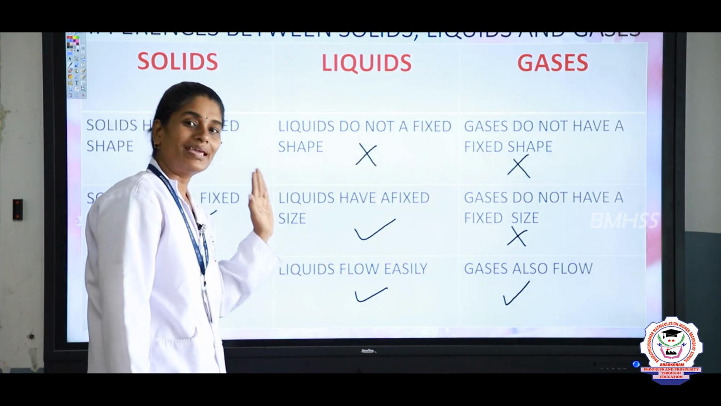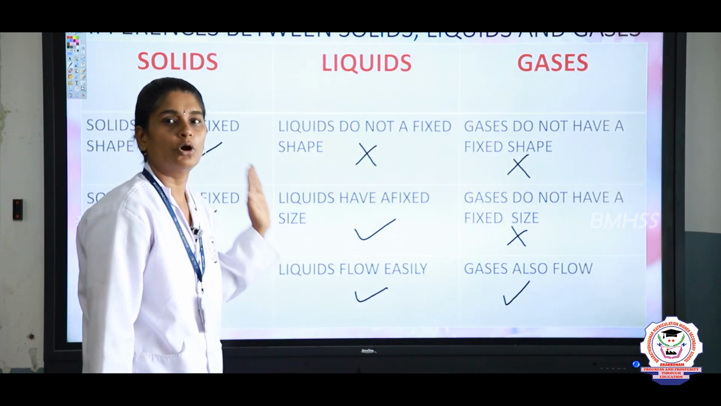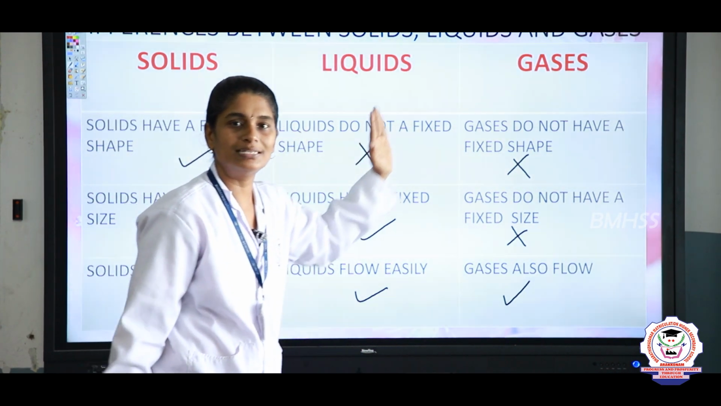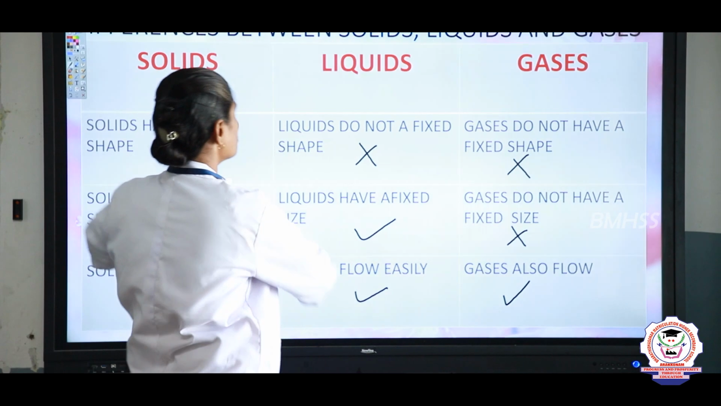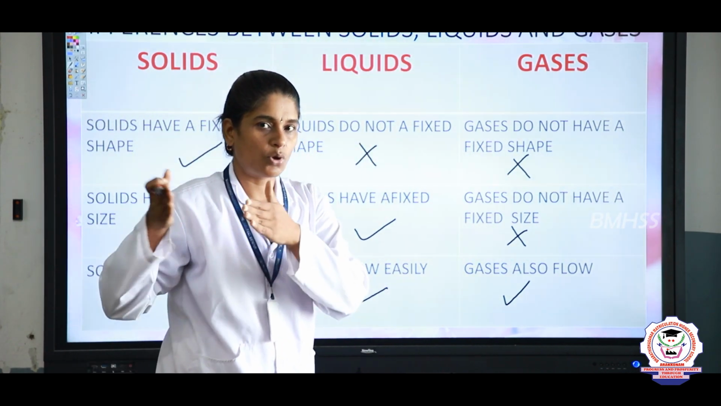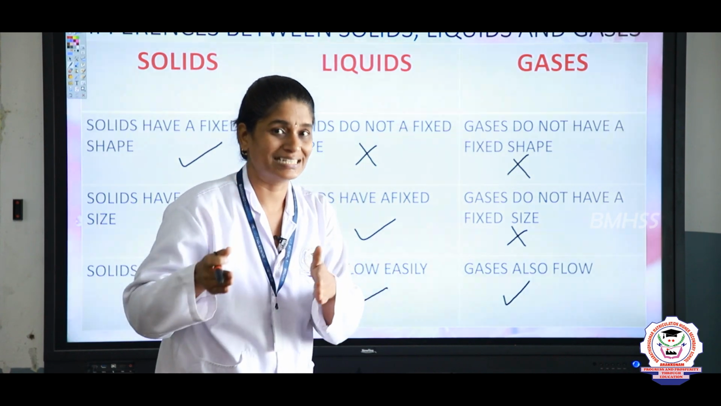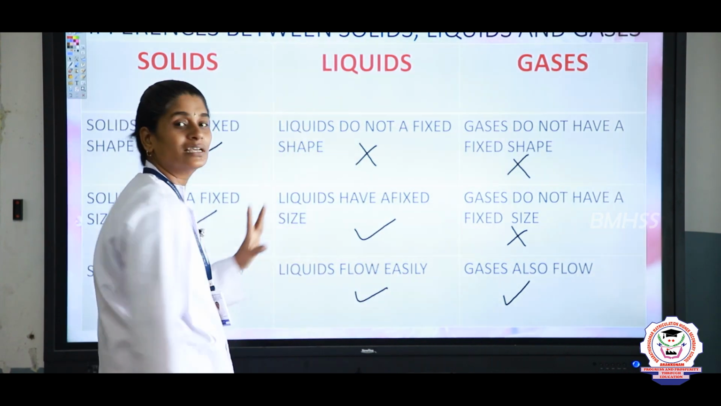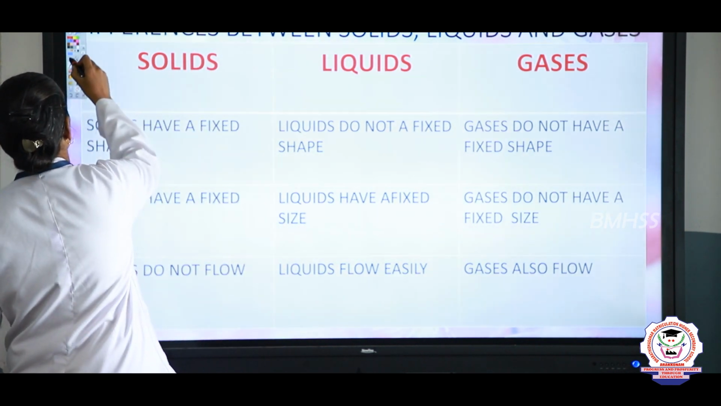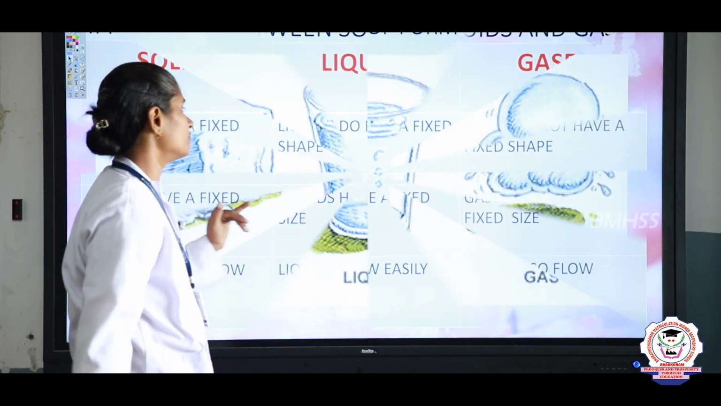You may get this question in your 2 mark or 5 mark. What are the differences between solids, liquids and gases? You have to write this in a clear way, in a tabular column using a scale and pencil, and you have to write it clearly, right? Next we are going to see the changes of state.